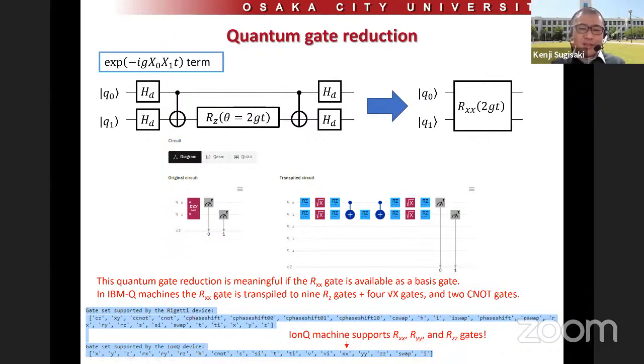So it means if we use the IonQ machine, we can directly implement this RXXJ without transpiling the quantum circuit like this. So this kind of quantum gate reduction scheme is very machine dependent, but if this kind of gates are available in the real machines, we can reduce the number of quantum gates.